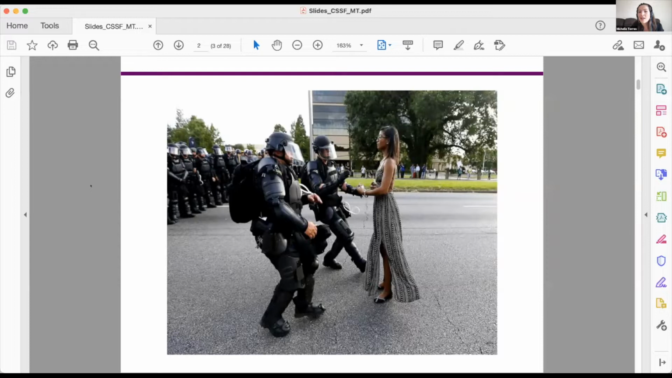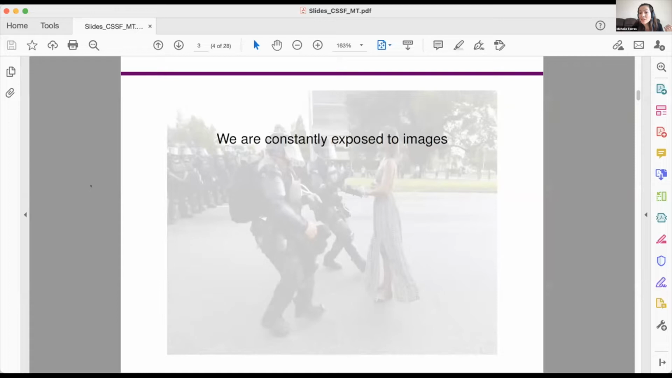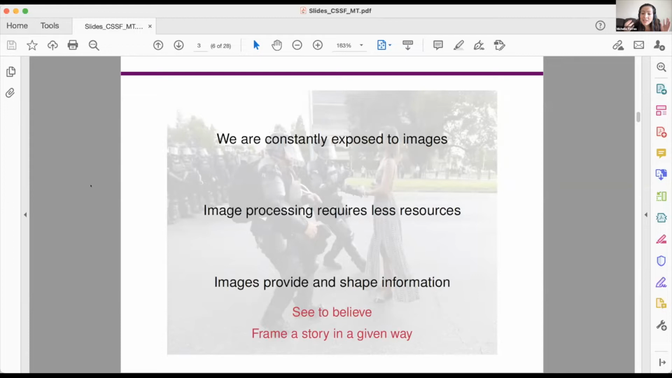This is particularly important given some of the things that Tom said, right? We are constantly exposed to and bombarded with images. And the interesting thing about images is that the way in which we process them is very different from other sources like text. In a way, it's much easier, and it goes through unconscious cognitive paths that make them particularly powerful. Images shape information, this idea of seeing is believing. In my research, I focus mostly on how media, for example, use them to frame a story in a given way according to their particular interest or agenda.